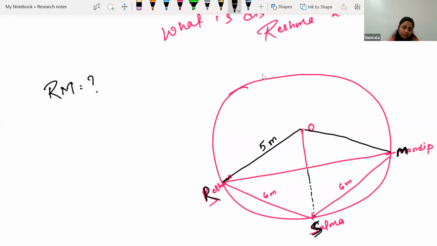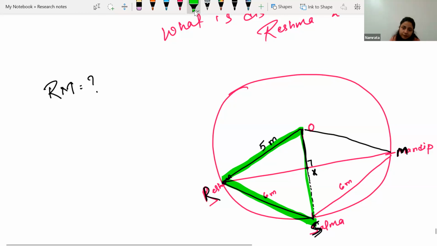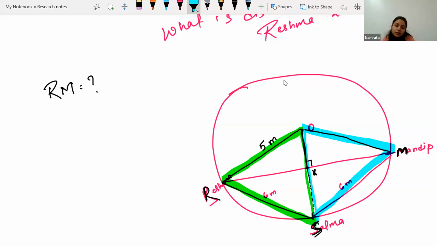Here we have dropped the perpendicular. Let's say this point is X. Now if we focus on these two triangles, ORS and OMS, is it possible to prove these two are congruent triangles?